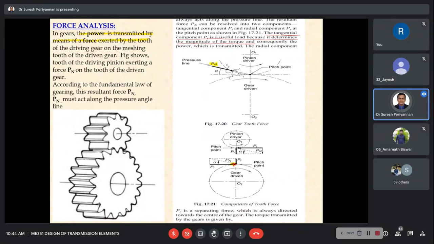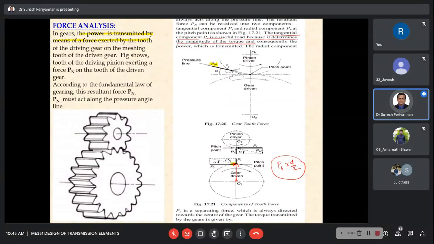What is the tangential force? Here, for example, PT. What is the torque transmitted? The radius of the gear is d by 2, right? Based on the tangential component, we are able to understand how much torque is transmitted.